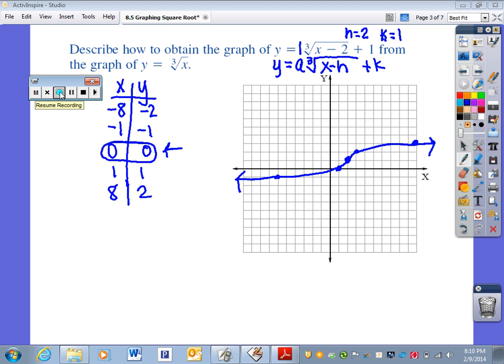Again, with this cubic function, our domain will be all real numbers, and our range will be all real numbers.